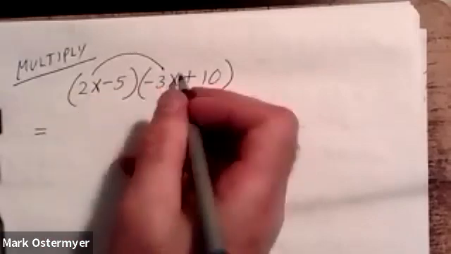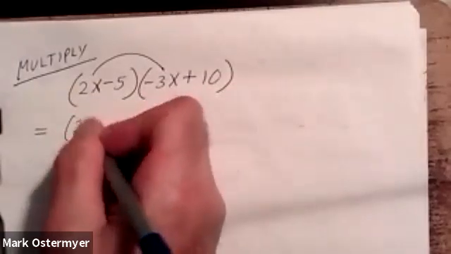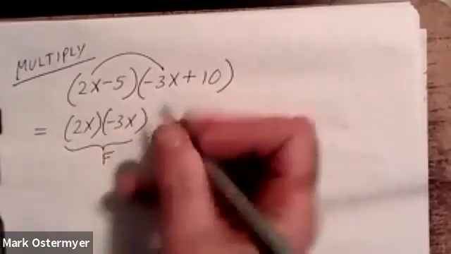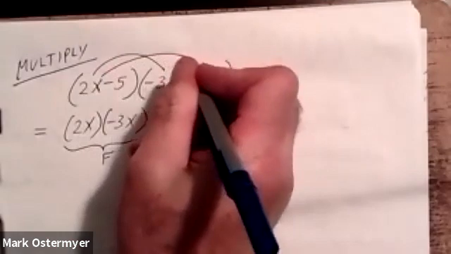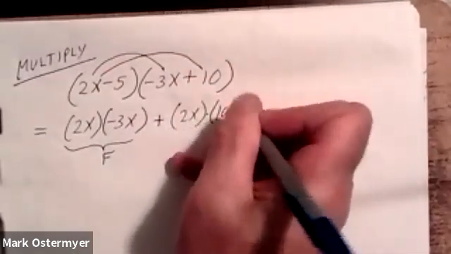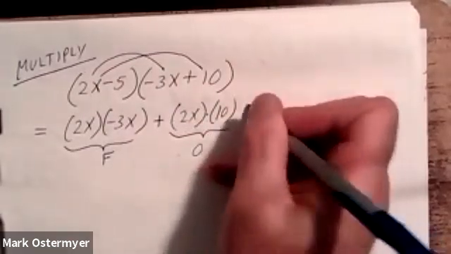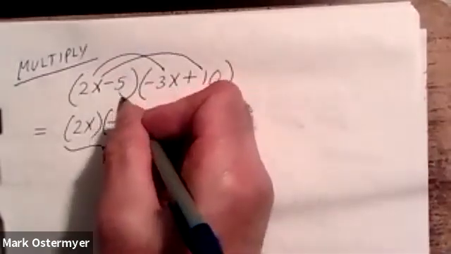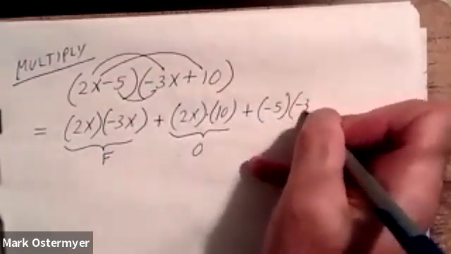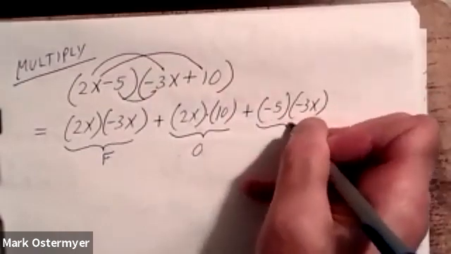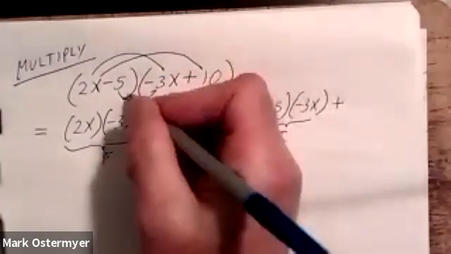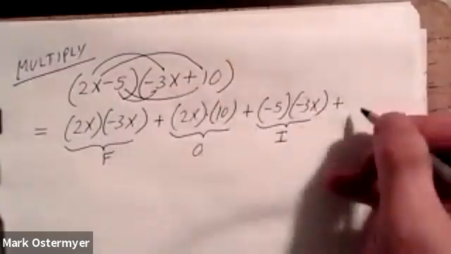So we take the product of the first terms. 2x gets multiplied by the negative 3x. That's the product of the first terms. Plus the product of the outer terms. 2x gets multiplied by the 10 way over here. Product of the outer terms, plus the product of the inner terms, negative 5 times negative 3x. That's the product of the inner terms. Plus the product of the last terms, negative 5 gets multiplied by 10.